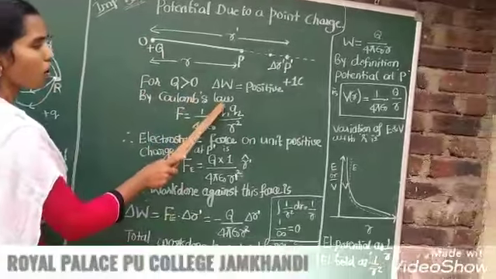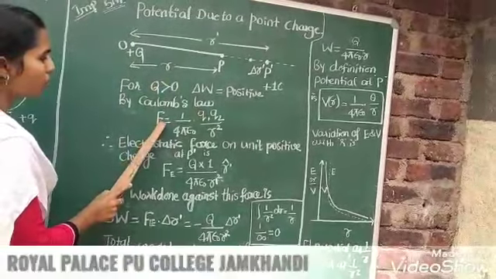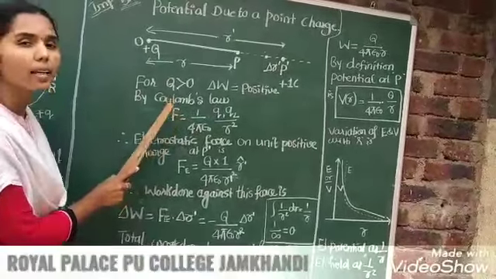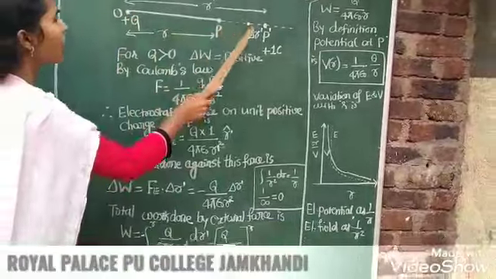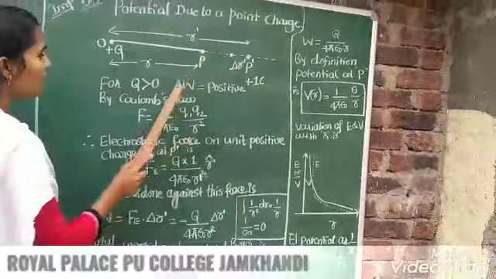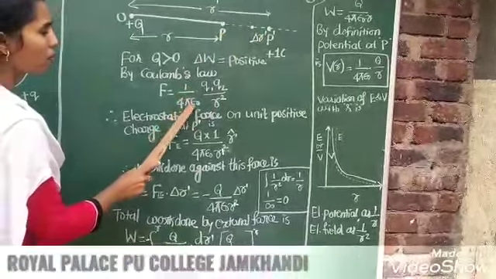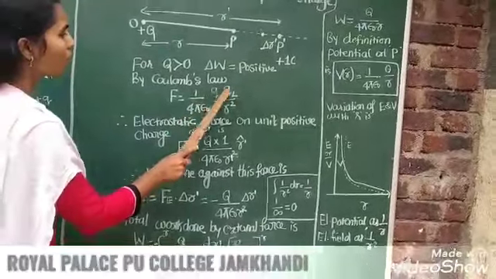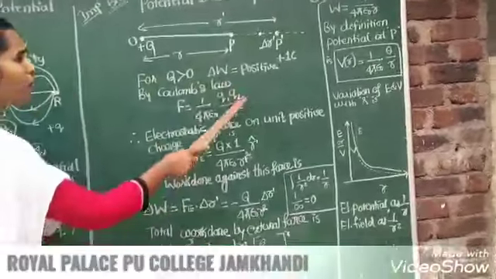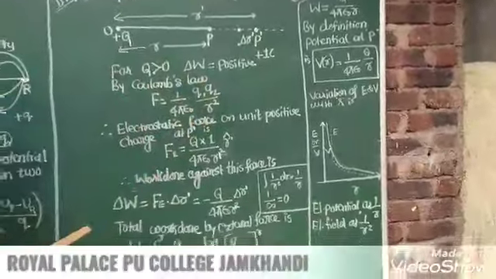By Coulomb's law, we know that the electrostatic force between any 2 point charges is given as 1 upon 4 pi epsilon naught q1 q2 upon r square.